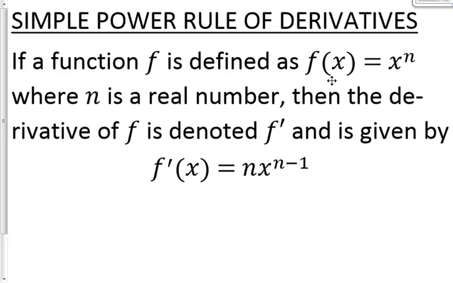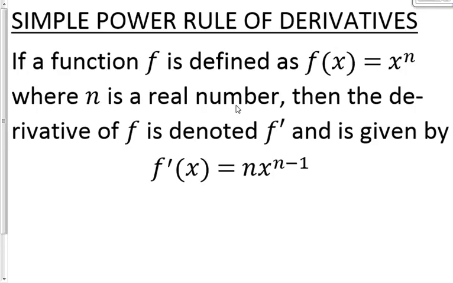Okay, I'd like to take a look at the simple power rule of derivatives. The simple power rule of derivatives basically says that if you have a function f that's defined by a power of the independent variable, it doesn't have to be x, but any power of the independent variable. The independent variable in this case is x. Here's x to the nth power. That's the expression we're looking at.